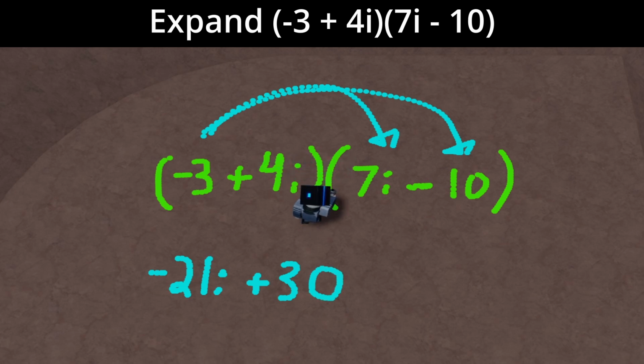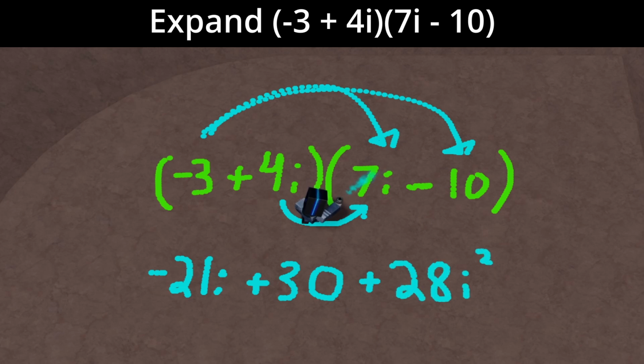Next, let's do 4i times 7i. 4 times 7 is 28, and i times i is just i squared. And then finally, we have 4i times minus 10. 4 times minus 10 is negative 40, and then just put an i at the end.